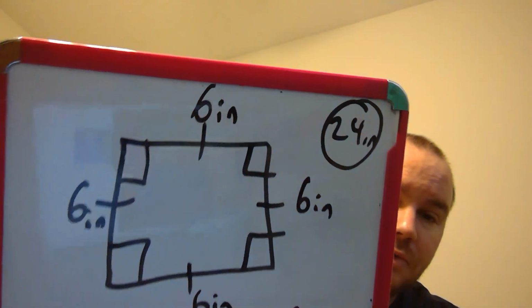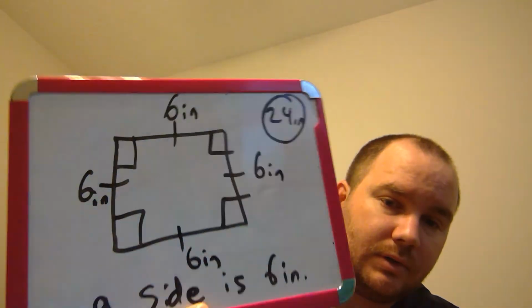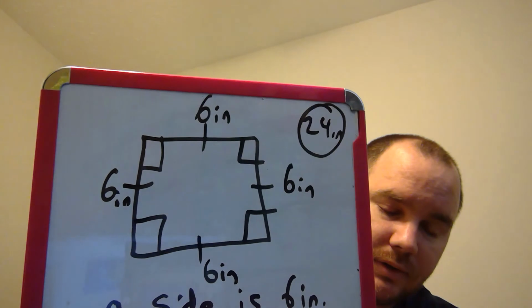Okay. So what's 6 plus 6? 12. 6 plus 6, 12. So what's 12 plus 12? 24. Okay. So again, I'm going to tell you, units are important. Units are important. 24 inches. Okay. That was the answer for this one.